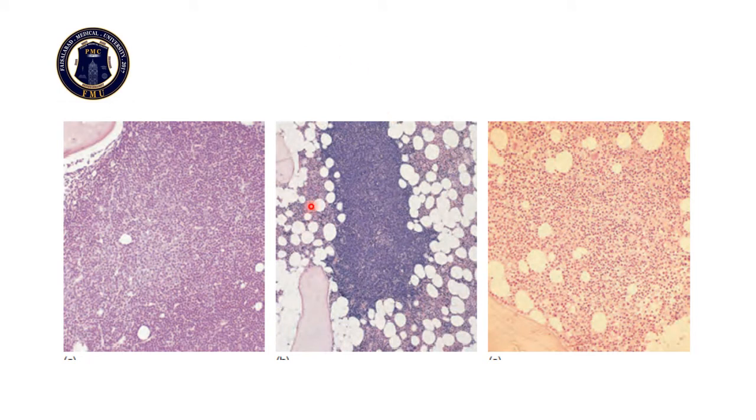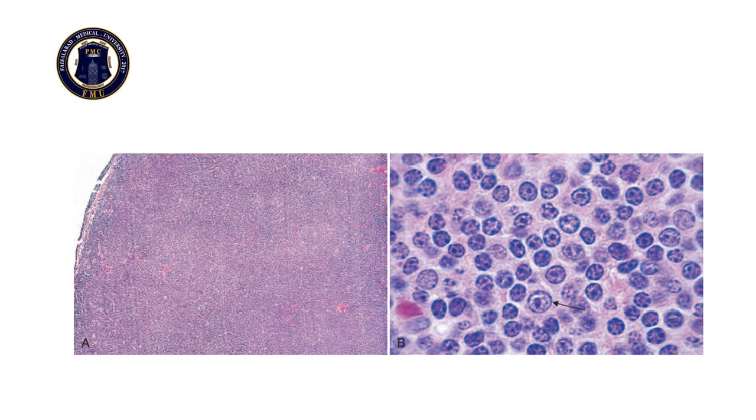This is a picture of a trephine biopsy, which shows hypercellularity, and the normal cellular elements are all replaced by a mononuclear type of infiltration. This is a lymph node examination, showing the effacement of the lymph node.